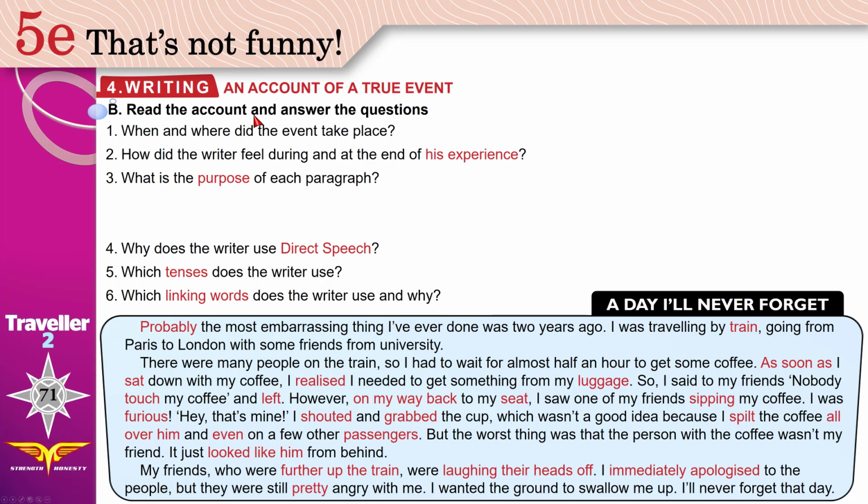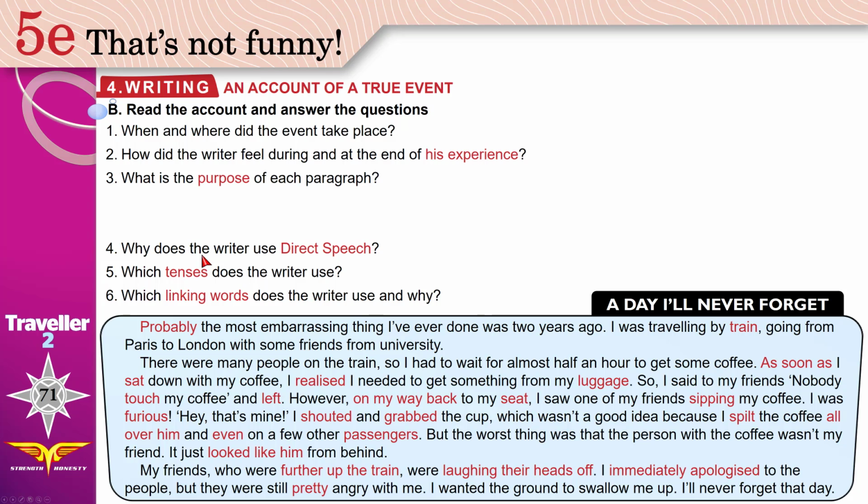B. Read the account, read the description, and answer the questions. 1. When and where did the event take place? 2. How did the writer feel during the event, and at the end of his experience? 3. What is the purpose, the goal of each paragraph? How many paragraphs do we have? 1, 2, and 3. 3 paragraphs. What is the purpose of each one?